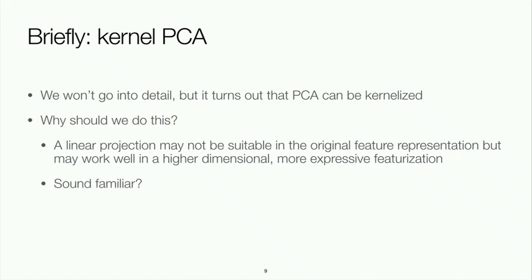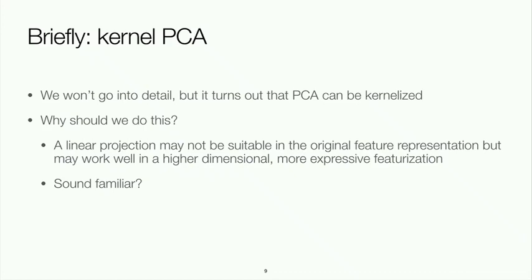And if this sounds familiar, that's good. I hope it does sound familiar because it's basically the exact same motivation that we were giving before when we were talking about kernelization for linear models, predictive models, right? Maybe a linear model doesn't do good prediction in the original space, but maybe it could do good prediction in a higher dimensional, more expressive feature space. That was the whole motivation behind kernelization. The motivation is essentially the same here. We just don't have labels anymore, okay?